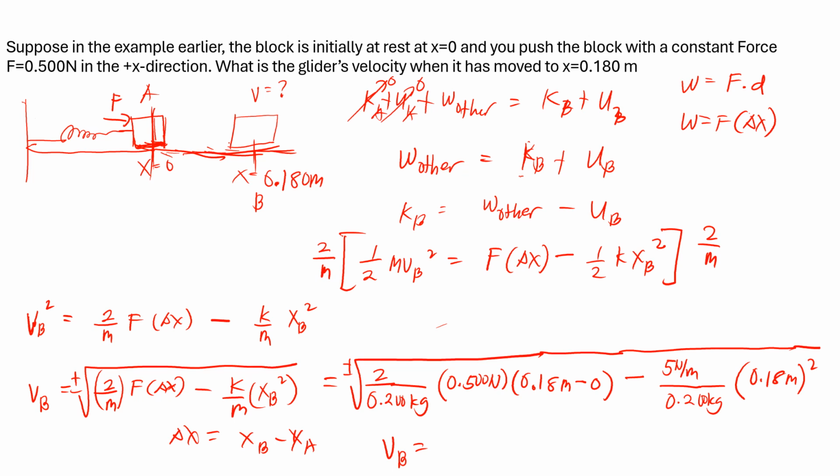Minus 5 over point, times 0.18 squared. So I actually got here 0.3 meter per second.